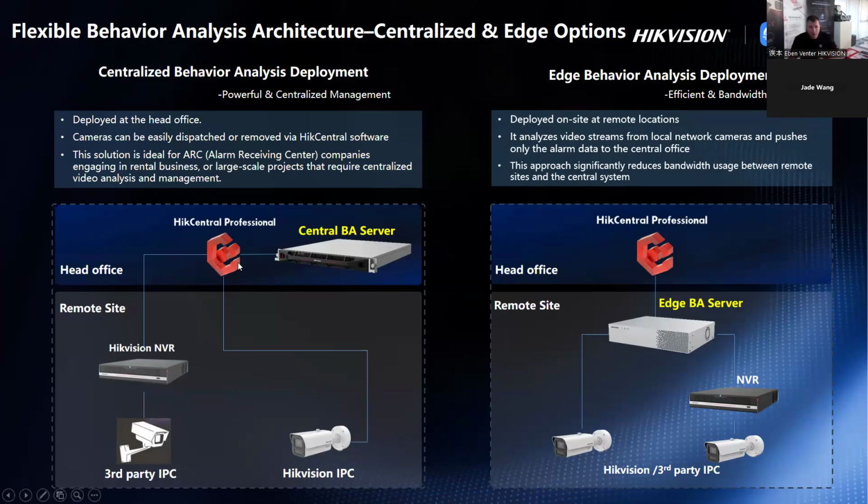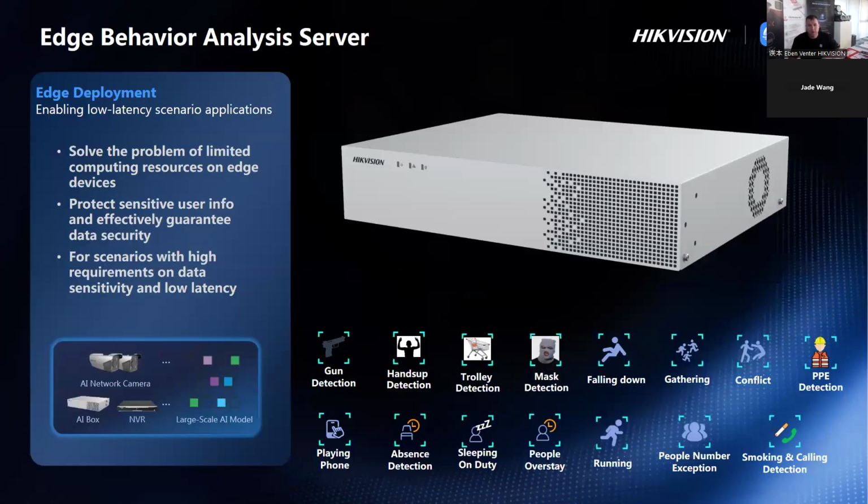That's the first one. Or you can have the central server, which is based at your office, and then it just pulls in all the information from your sites, whether it's third-party cameras, Hikvision cameras, or maybe a Hikvision NVR, right? So it depends on whatever it sees in that environment. So two different categories that you can make use of, right?